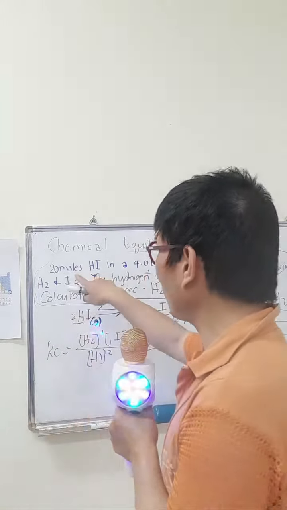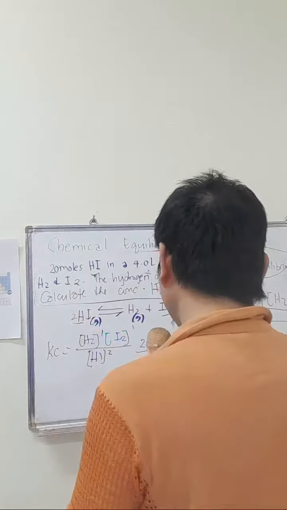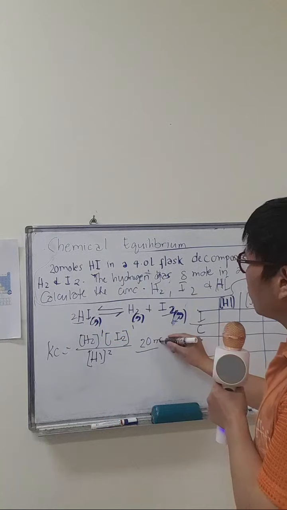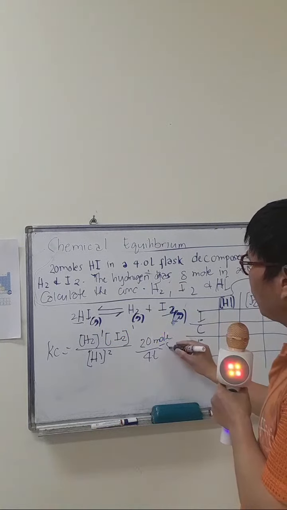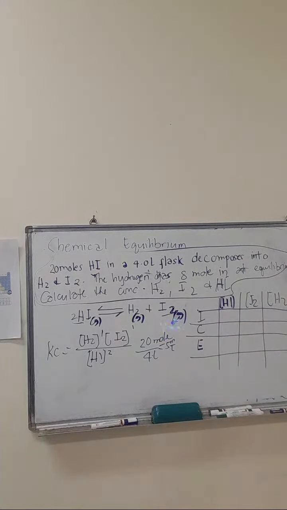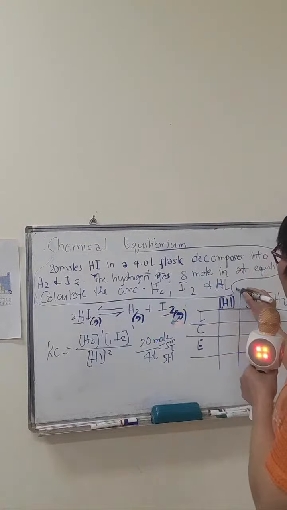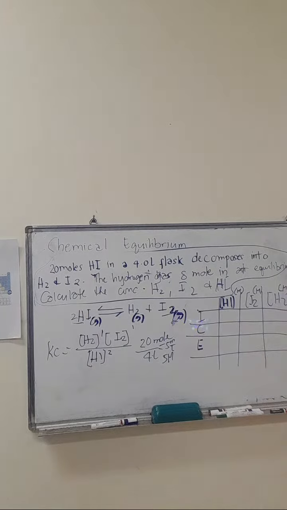So that's why I specified 20 moles earlier, because it will be modified somewhere along the way in the future examination. 20 moles divided by 4 liters is going to be 5 moles per liter, which becomes 5 capital M, or 5 molarity. So the unit of your HI here is capital M, or moles per liter. HI is 5.